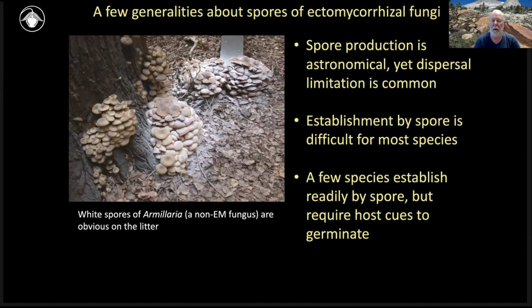But they basically sense their host by the chemistry of that root and then germinate. And they have to grow maybe a tenth of a millimeter to get there, and that's a long way for them to grow if it's a tiny little spore, right? So they don't have much chance for it.